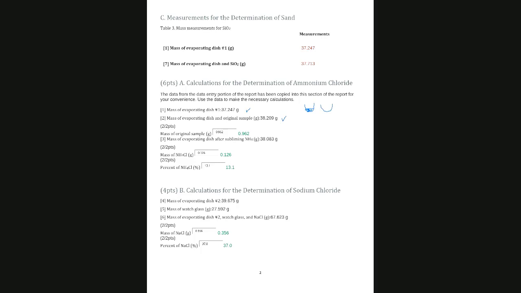Exactly. Very good. So for the first thing, what are you going to do? You are going to do 38.209 minus 37.247. Very good. When you do that, you're going to get this number, 0.962.